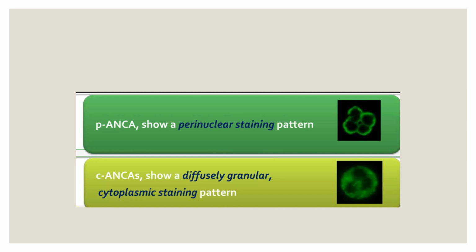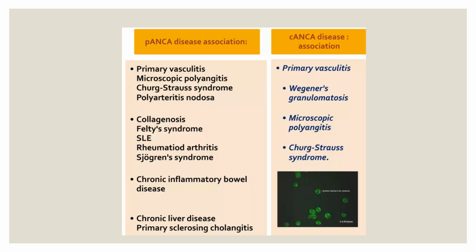Now I'll just talk about the ANCA-mediated vasculitis. So p-ANCA means perinuclear staining, c-ANCA means diffusely granular cytoplasmic staining pattern. Now, the p-ANCA-associated conditions are primary vasculitides, microscopic polyangiitis, Churg-Strauss or eosinophilic granulomatosis with polyangiitis, polyarteritis nodosa, and other diseases like your rheumatological conditions, SLE, rheumatoid arthritis, Sjogren, chronic inflammatory bowel disease, chronic liver disease, primary sclerosing cholangitis, etc. c-ANCA associated are only few. You just remember this, others are p-ANCA.